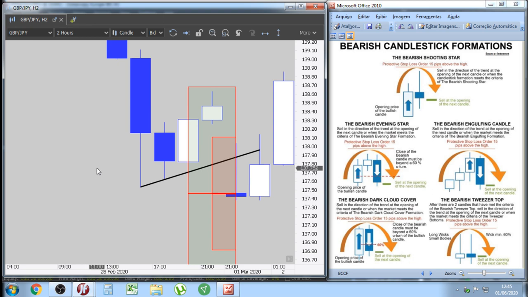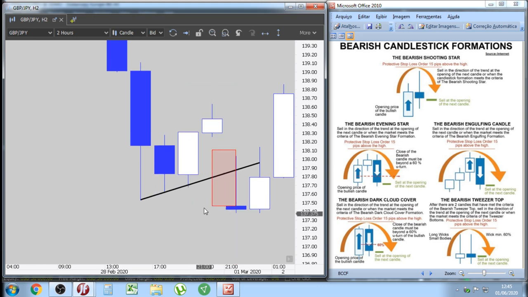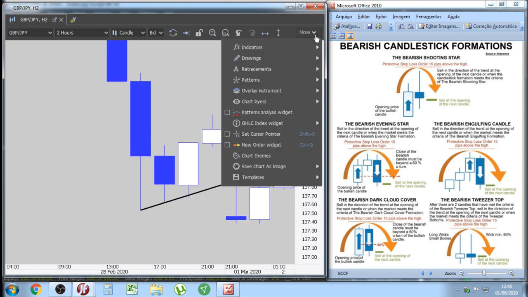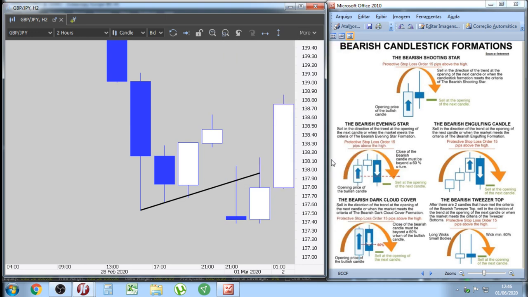Okay, now another difference. What about the swing trader that said in his strategy, well, I'm only going to enter with the counter trend line break, and bearish candlestick formation, if the higher time frame is going to show me the confirmation.